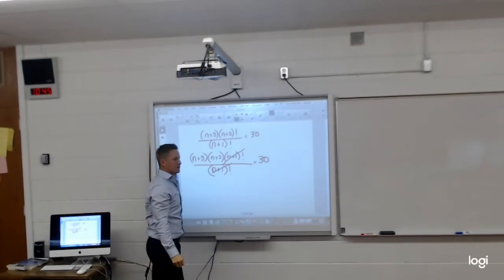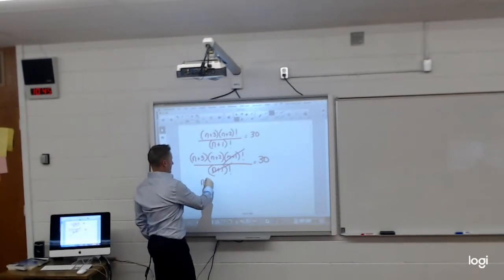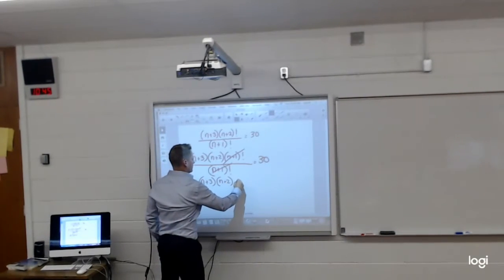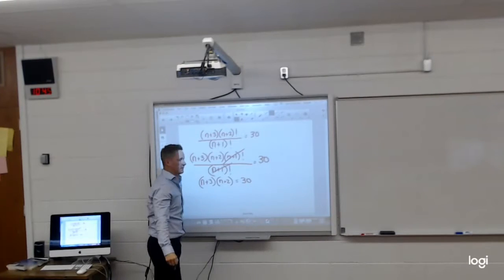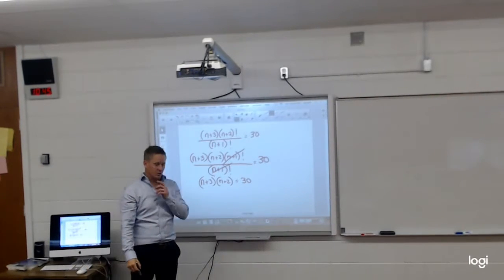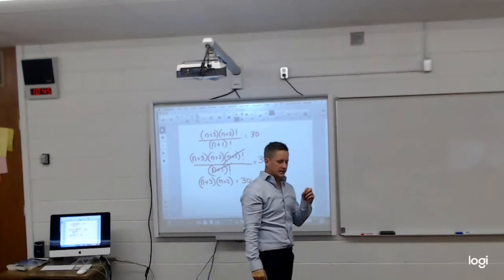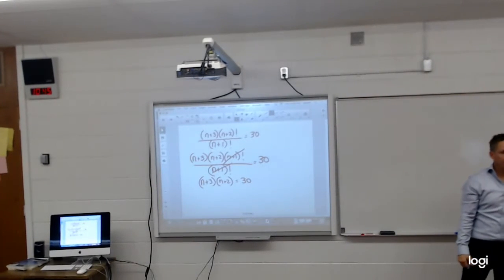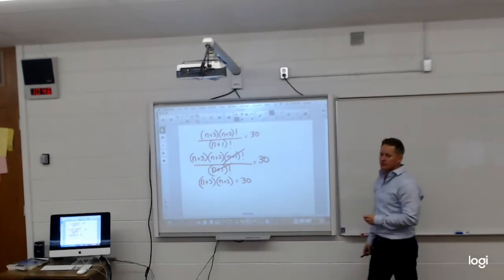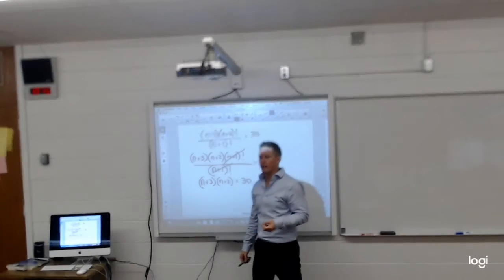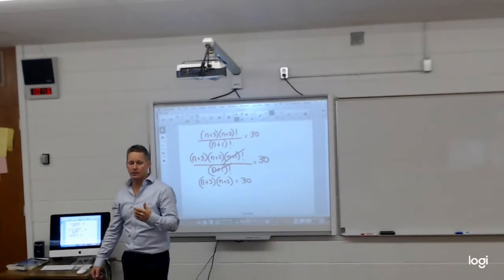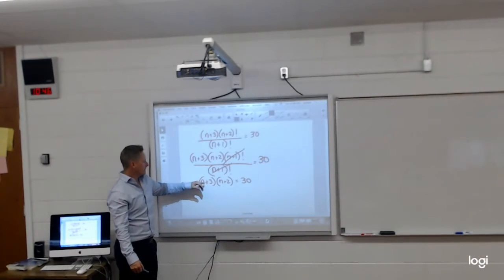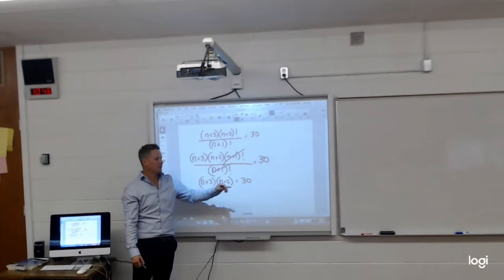So now what am I left with? N plus 3 times n plus 2 equals 30. All right, so we're going to look at this in a logical sense and find a solution for it that way, and then I'm going to show you how to do it algebraically, which is what you'd be required to do. What is this saying? N plus 3 times n plus 2 equals 30.